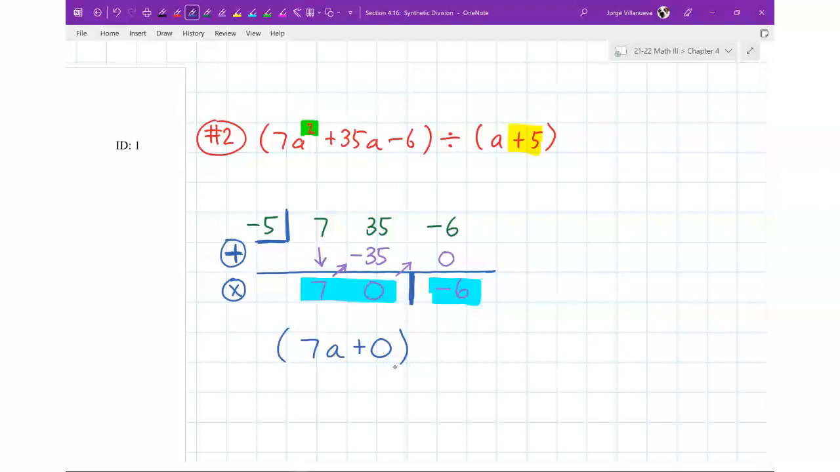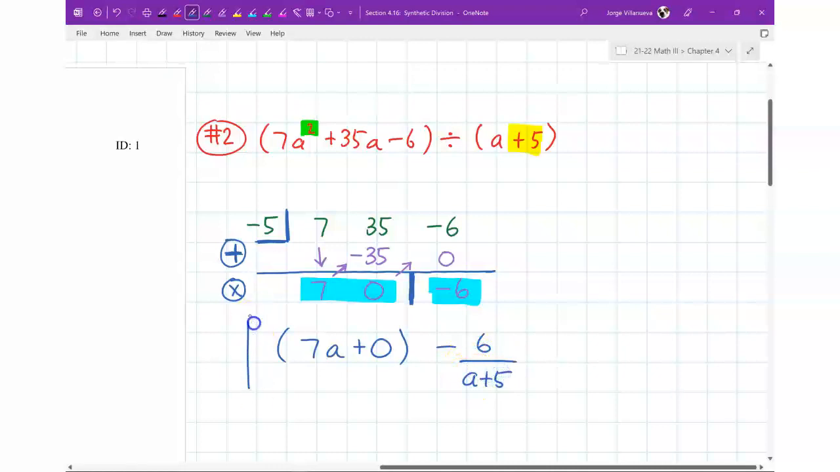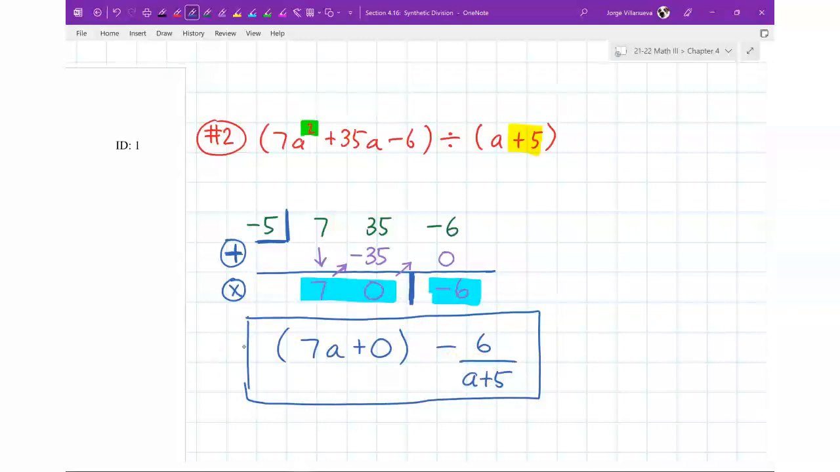And then you see my remainder of negative 6. I'm just going to write minus 6 over a plus 5. And I'm done. Now, you don't have to put the plus 0 if you don't want to. You could just write 7a minus 6 over a plus 5. That's up to you. But there it is. That's long division, but done really quickly.